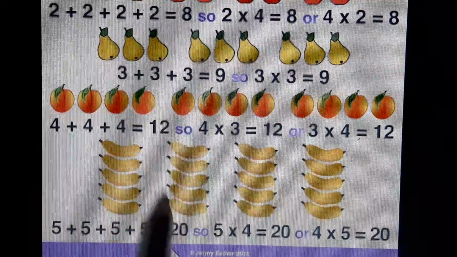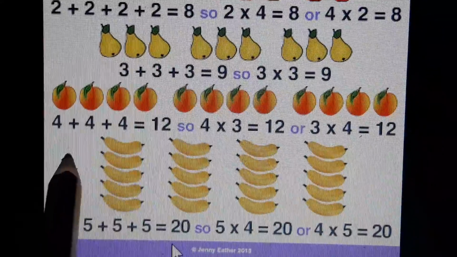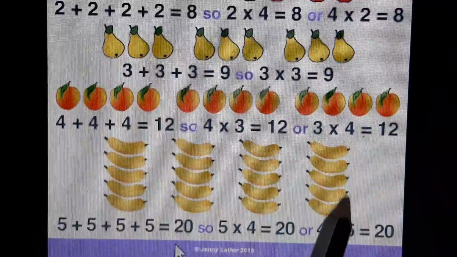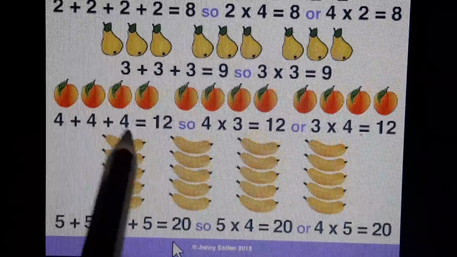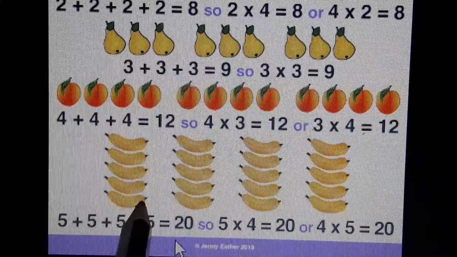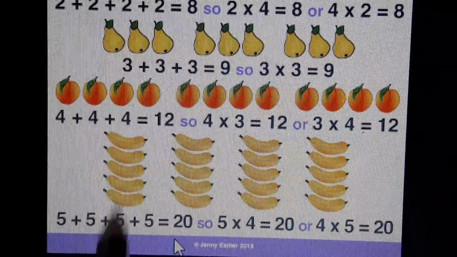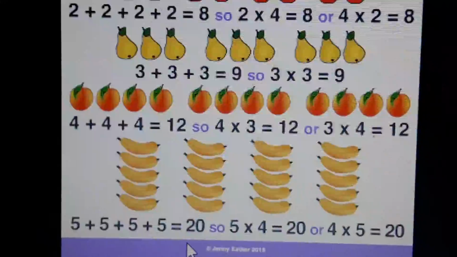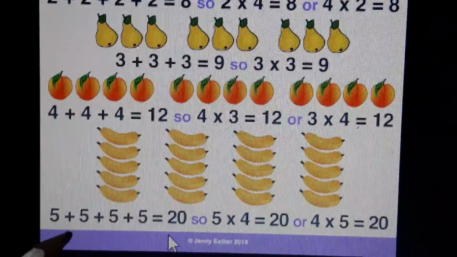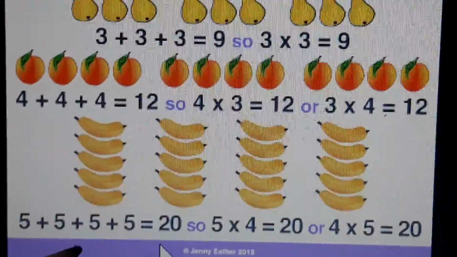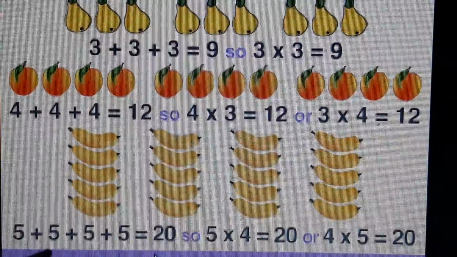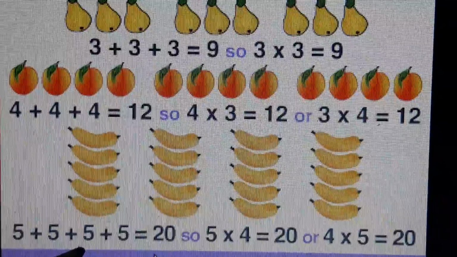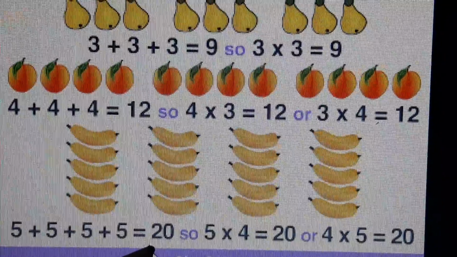Here some bananas. How many groups here? 1, 2, 3, 4. 4 groups here, and in each group how many bananas? 1, 2, 3, 4, 5. In each group 5 bananas. How can we write this down? In addition, we write 5 plus 5 plus 5 plus 5. 5 plus 5 is 10, 10 plus 5 is 15, 15 plus 5 is 20.